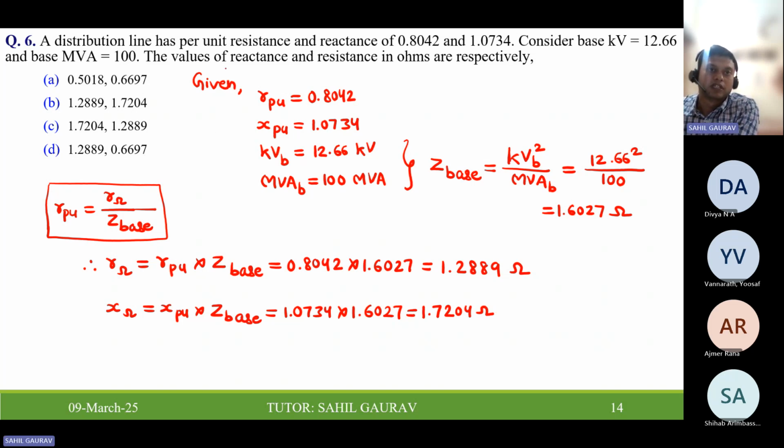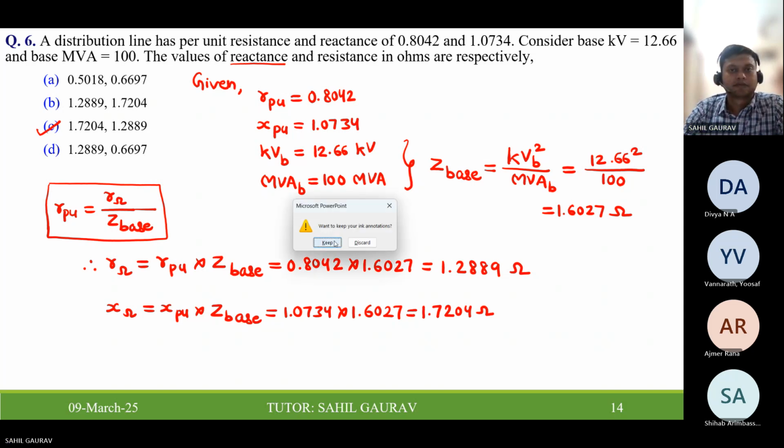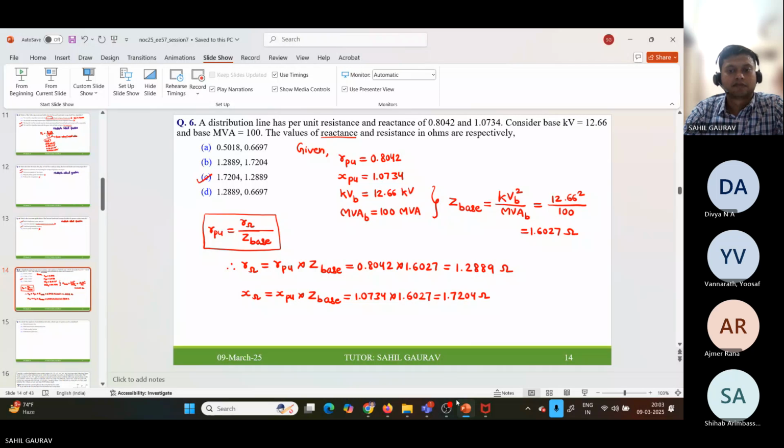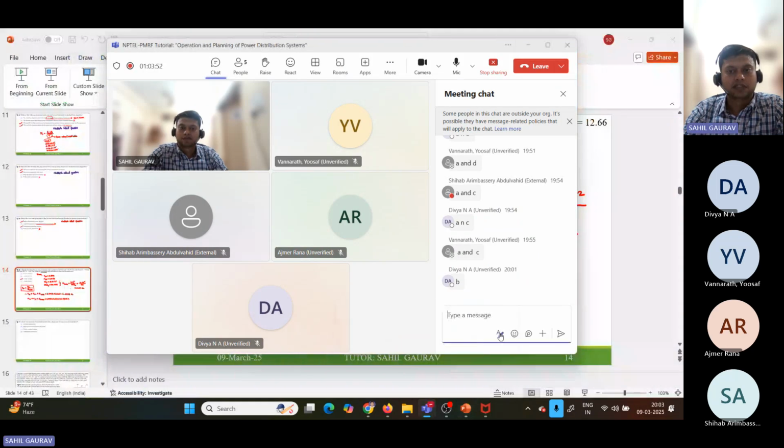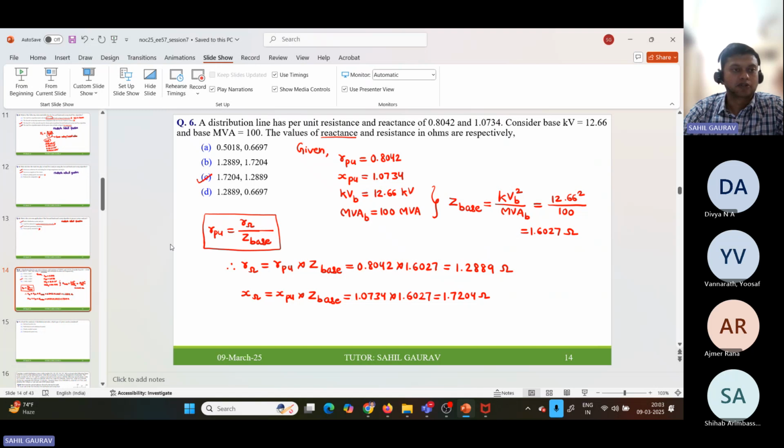So which one is the option? Here they are first asking the reactance, so be careful. X ohm is 1.7204 and R ohm is 1.2889. C option is correct. They have given B option also. Many of you may make a mistake by putting the answer as B, because we are generally in the habit of finding the resistance value first and then the reactance value. But in the problem, they are asking about the reactance value first and then the resistance value. So C option is correct. Yes, they also made the same mistake, because here they are asking the reactance value first.